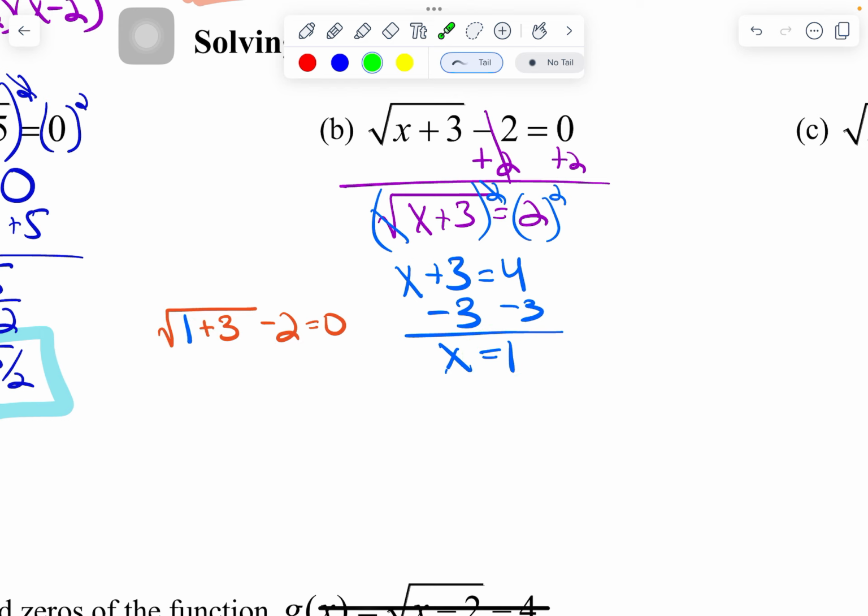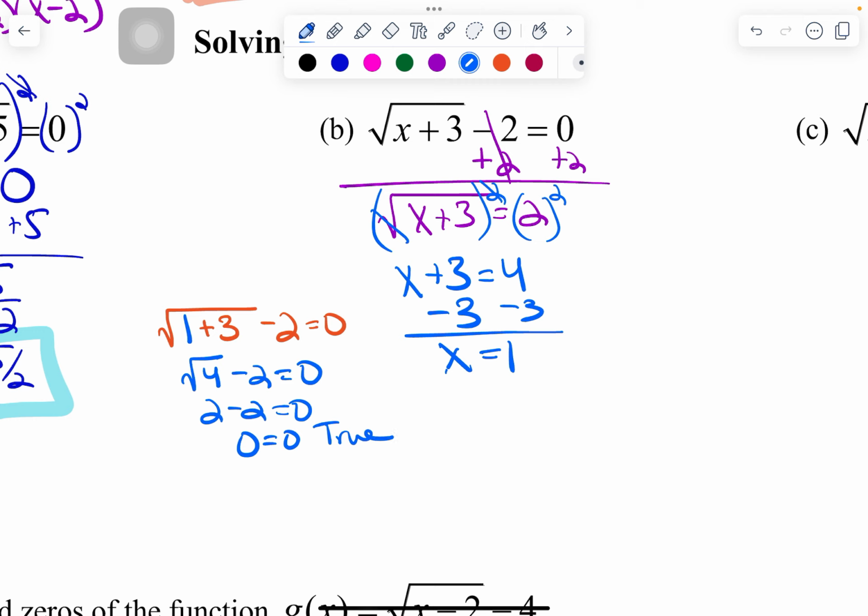So if I do the quick check, I've got 1 plus 3. Well, that's 4. So the square root of 4, well, the square root of 4 is 2. 2 minus 2 is 0. Yeah, 0 is equal to 0. That is a true statement. So again, we've got a value that works. X is absolutely equal to 1. So far, so good.